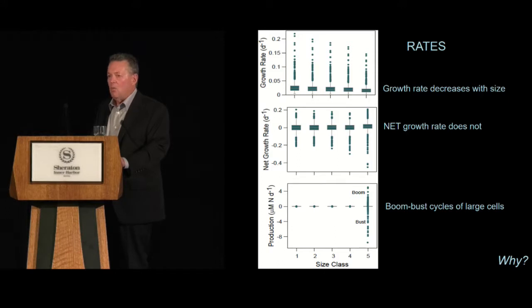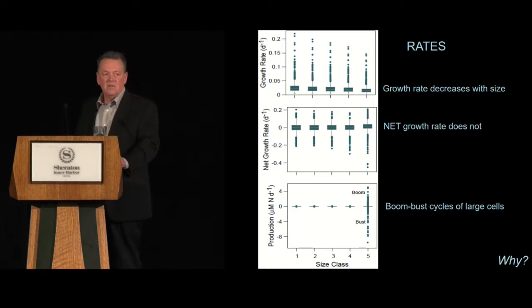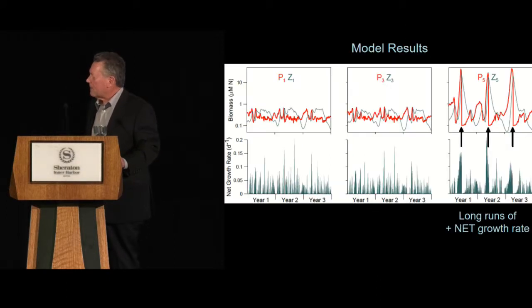It doesn't explain why large cells are selectively growing during blooms. It doesn't explain why large cells are the dominant component of biomass in the mean, because their net growth rates aren't any different on average than the net growth rates of small cells. So the mean of the net growth doesn't seem to be very important. But what does seem to be important is the pattern of variability of the net growth rate. And that's what I want to show next.